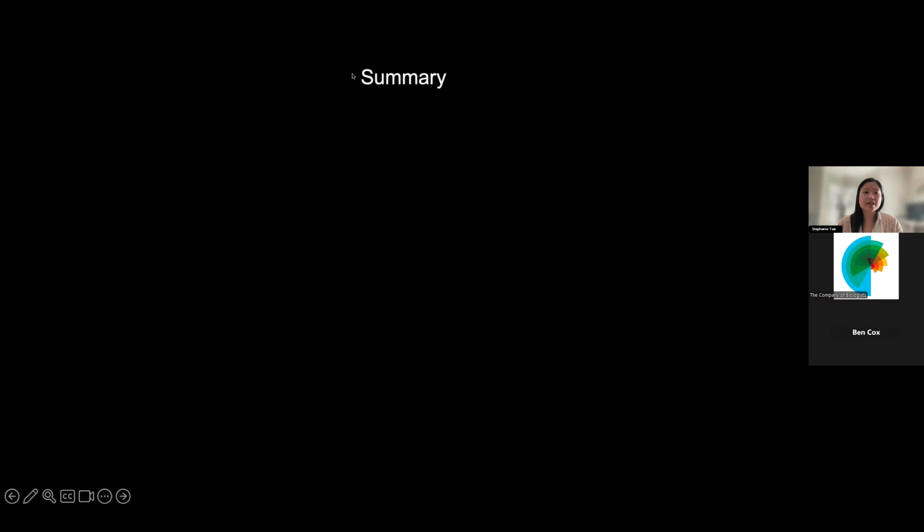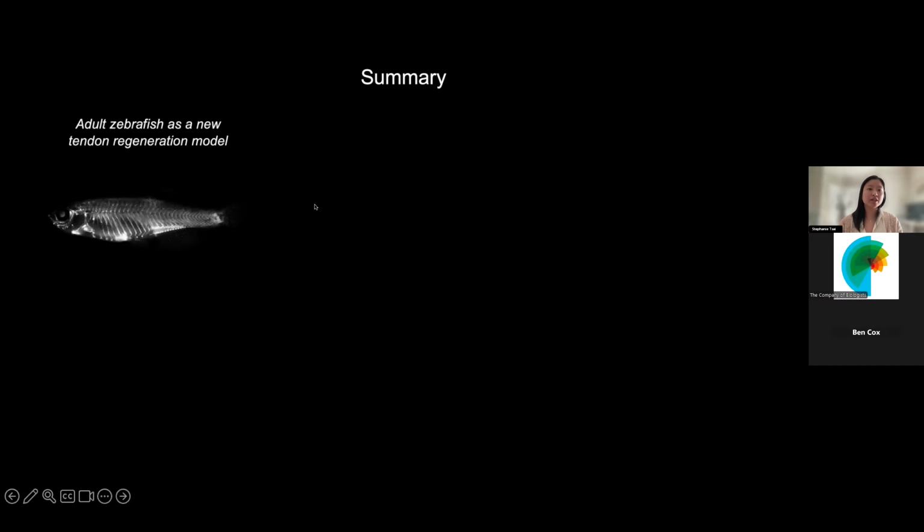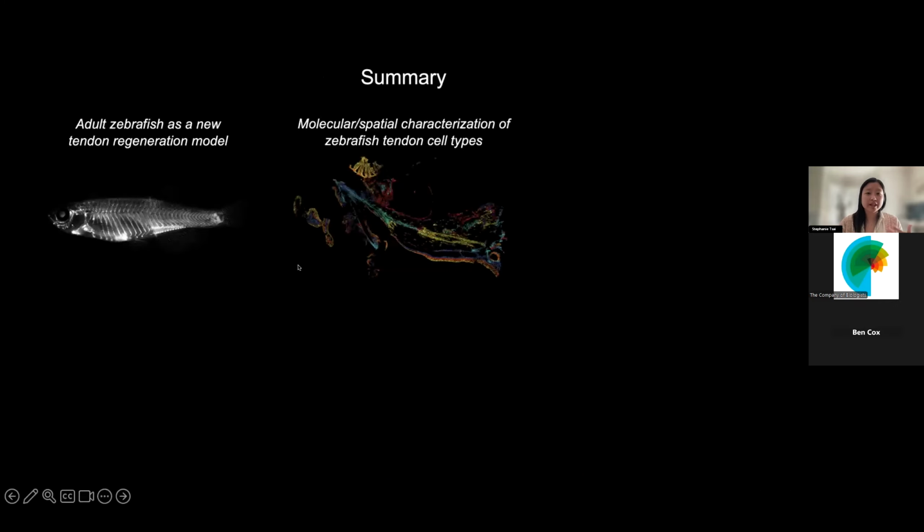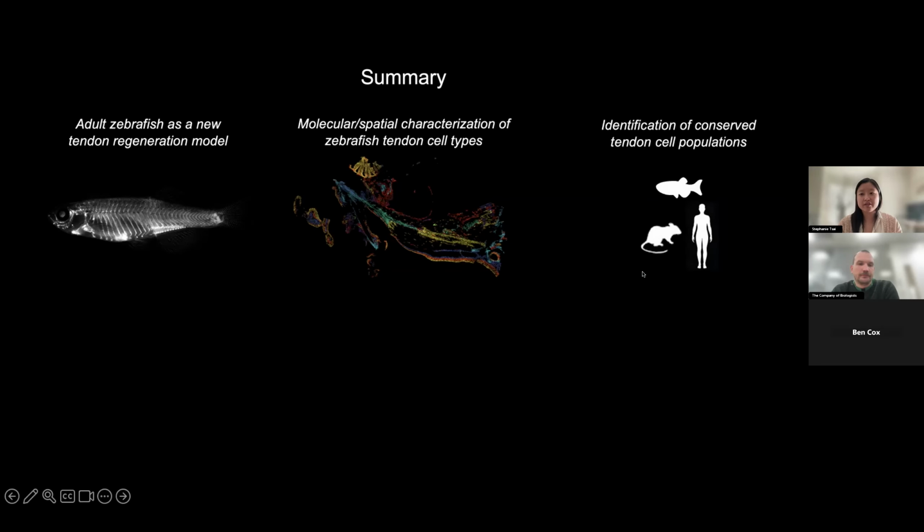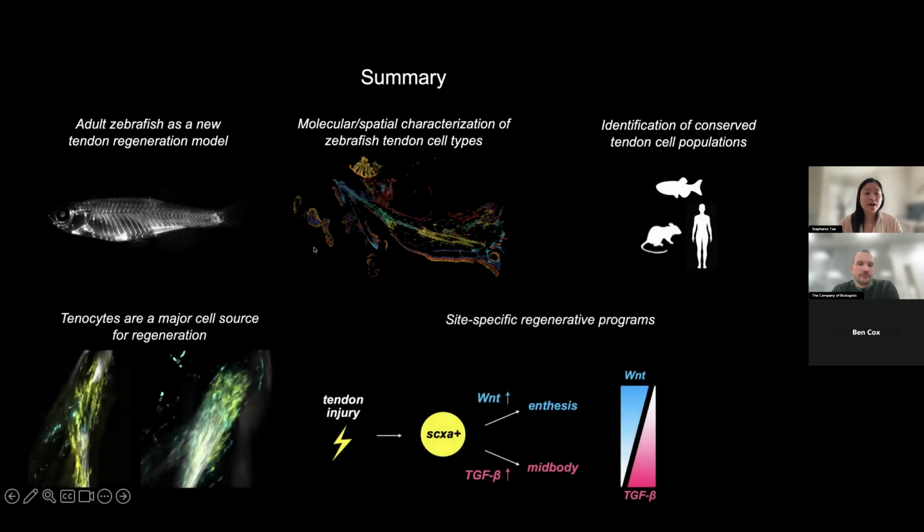And so I just want to take a moment and summarize everything I've shown you today. I presented that the adult zebrafish is a new tendon regeneration model for the field. We've molecularly and spatially characterized different zebrafish tendon cell types during homeostasis, as well as regeneration. We've identified conserved tendon cell populations from zebrafish, mouse to human. And also I've identified that tenocytes are a major cell source for regenerating different parts of the tendon, and that there are site-specific regenerative programs at play.